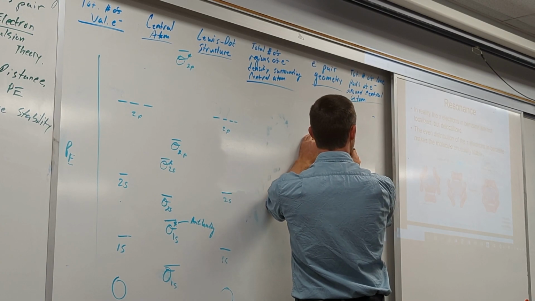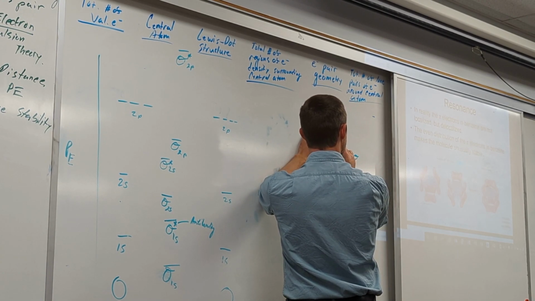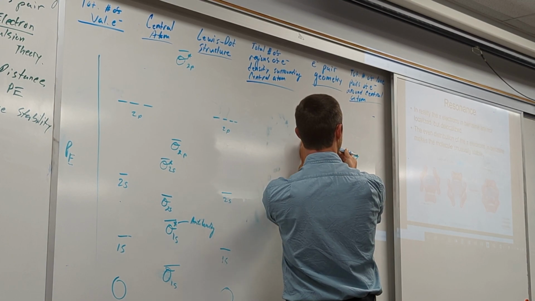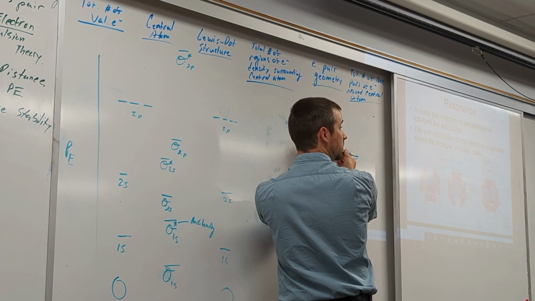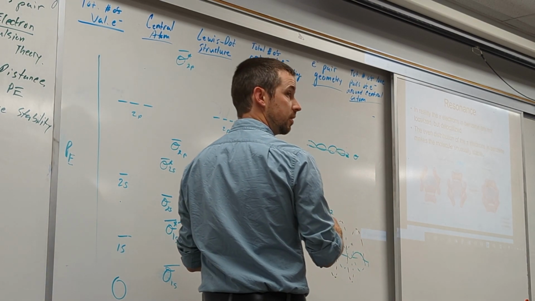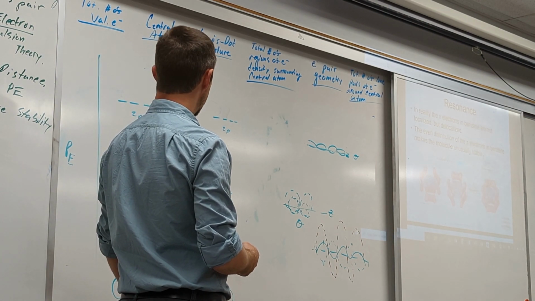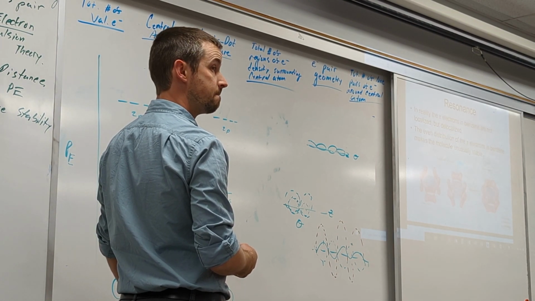Perpendicular is pi. If they interact perpendicular, is that pi or pi star? Pi. If they interact, that's pi. If they don't interact, that's pi star, right? So you have options there. Yeah, go for it. So it can't be, so the S sublevels can't be pi bonds. Right.